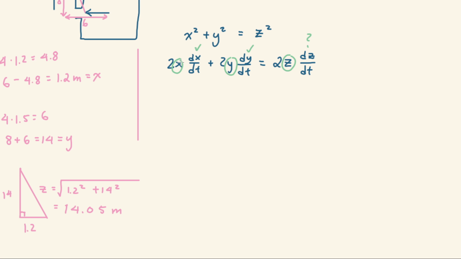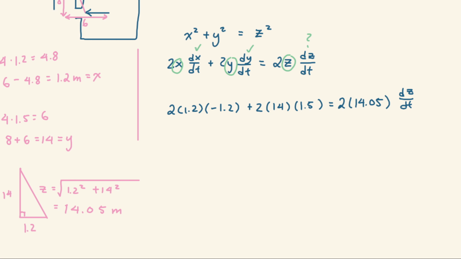So x is 1.2, so this is going to be 2 times 1.2. I know dx over dt is negative 1.2 meters per second. Plus 2 times y, which is 14, times dy over dt, that's going to be positive 1.5, and that's going to be equal to 2 times 14.05, and here we have dz over dt, which we're still looking for.